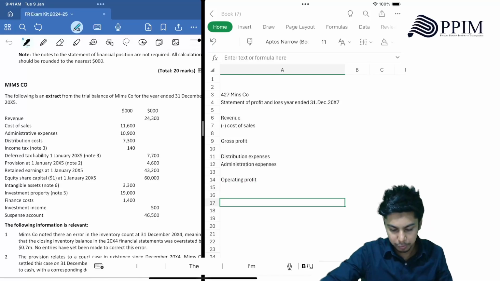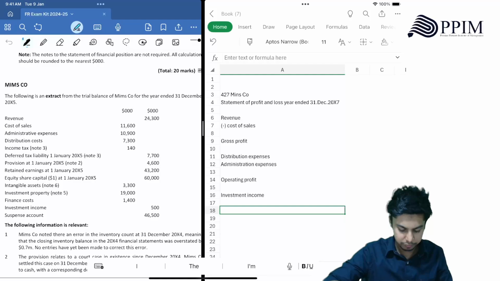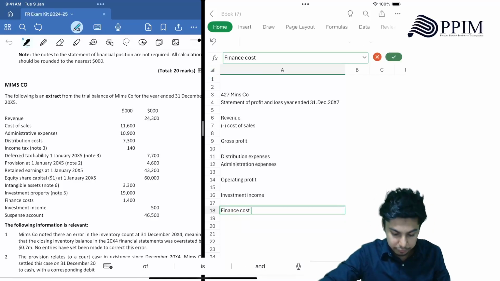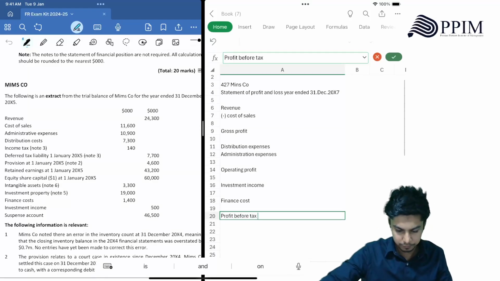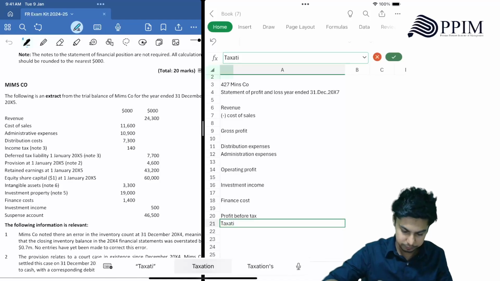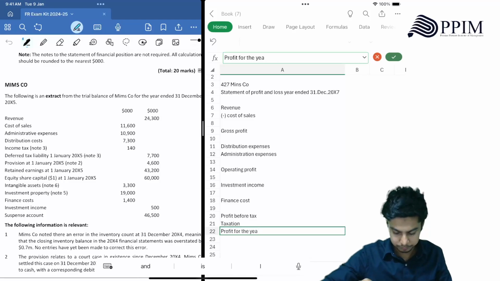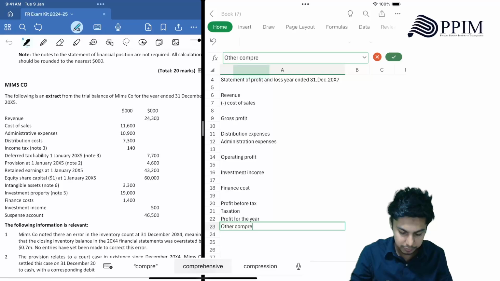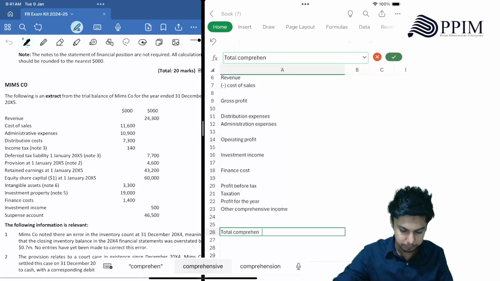After operating profit, we have investment income, then only we have finance cost. After finance cost, we have profit before tax, then taxation, and then we have profit for the year. You can also keep for the safe side other comprehensive income, leave 2 lines, and then we have total comprehensive income.